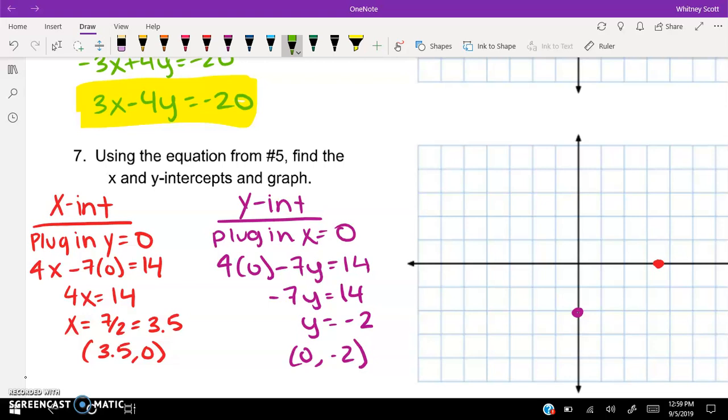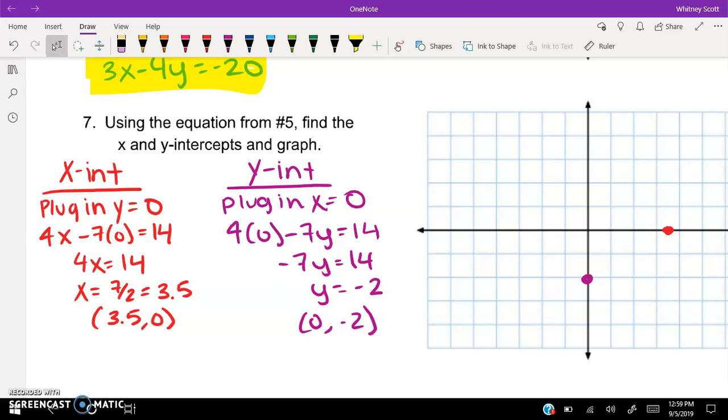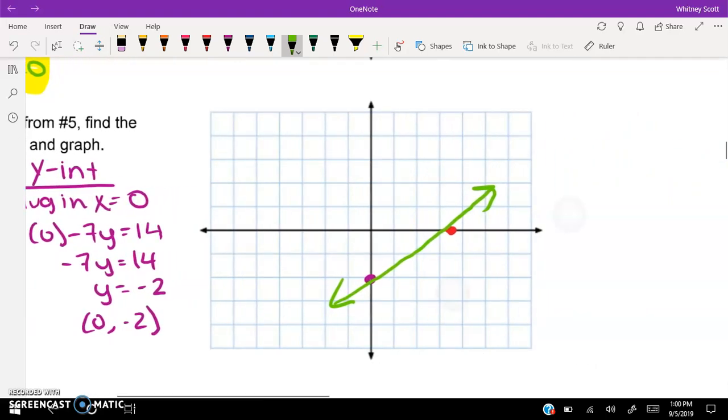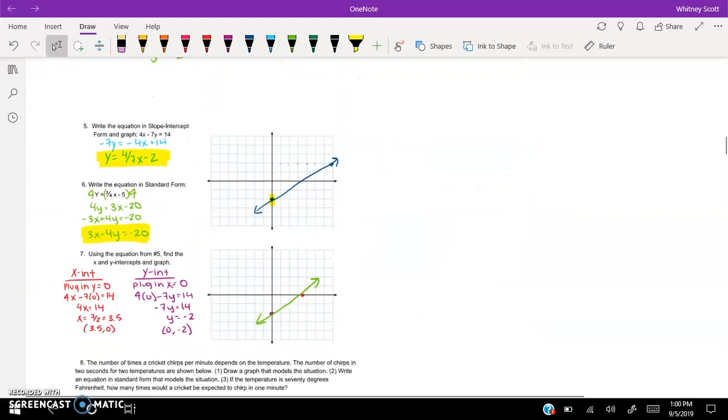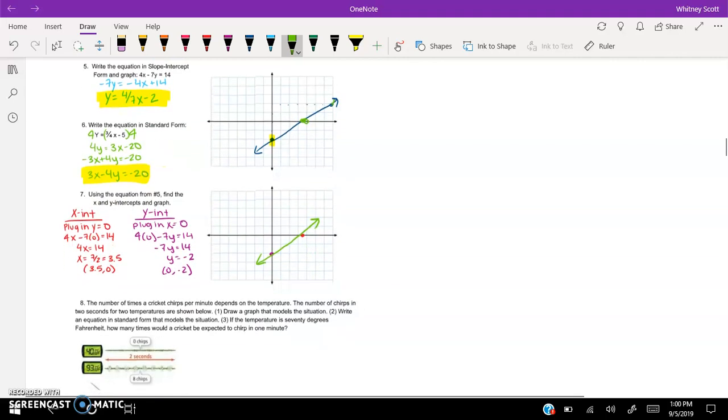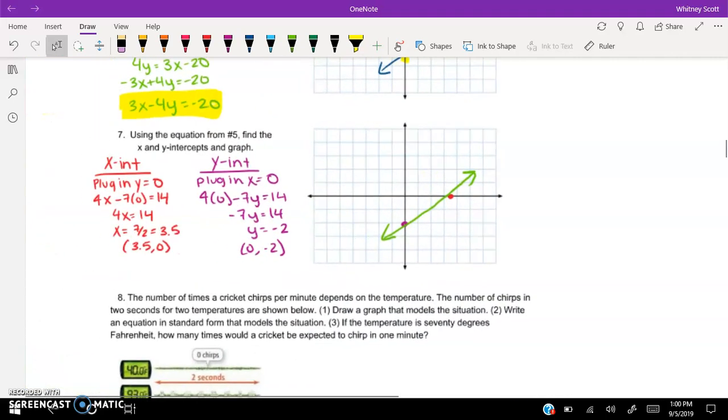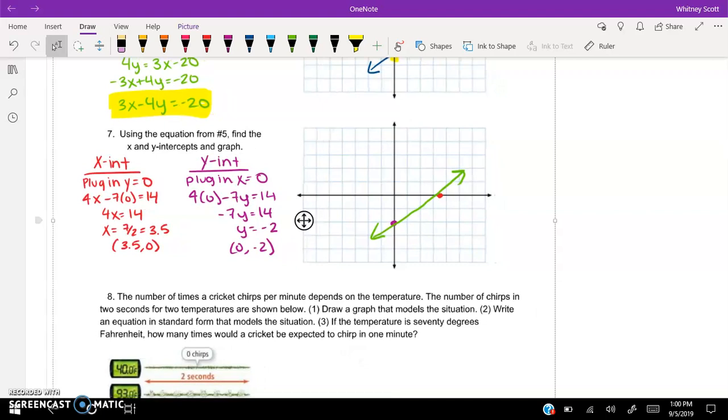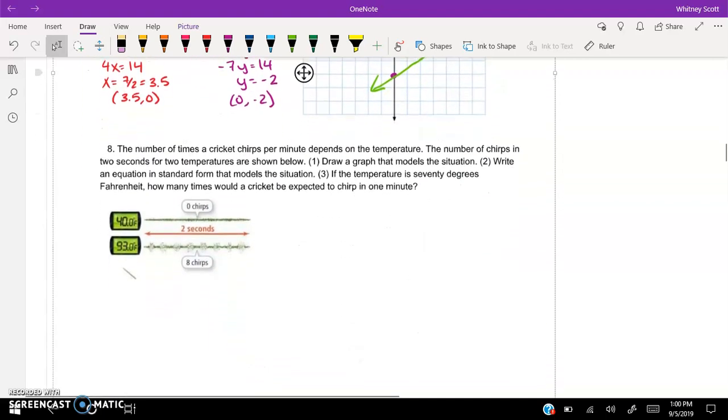Okay, so I took the equation from number 5, and then for x-intercept, plug in y equals 0, and I got 3.5, or 3 and 1/2, 0, and I graphed that over here. And then y-intercept, I did the opposite and got 0, -2. And if we used our straight edge to connect these, hopefully a little bit better than that, you can see that it's the same graph as number 5, just instead of having this point, we had a point out here. And so that was just another way that you could graph that. I will expect you to know how to find x and y intercepts using any equation.